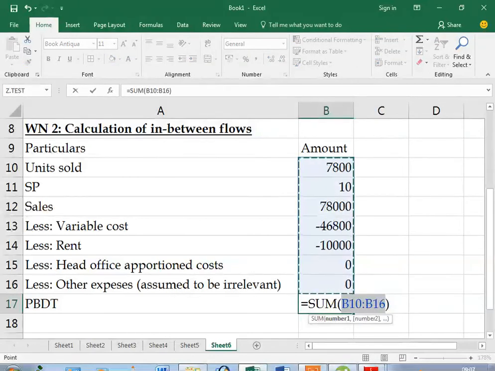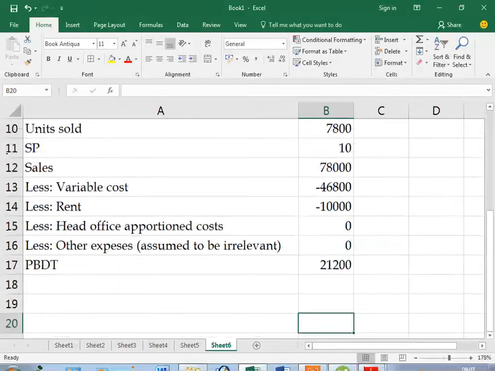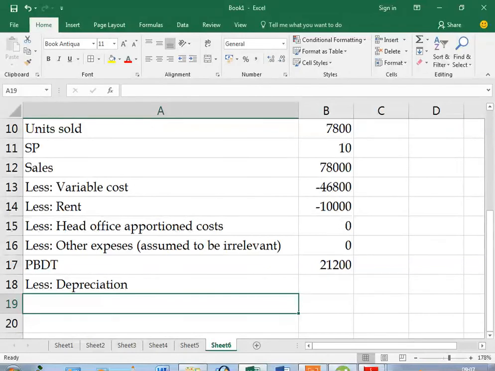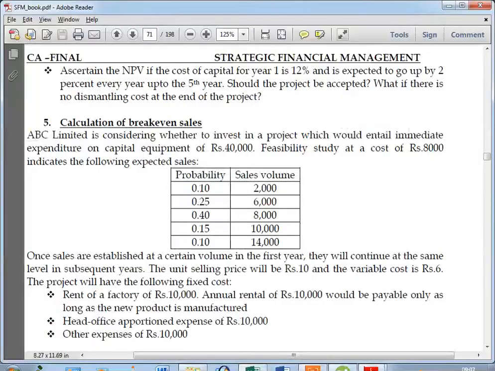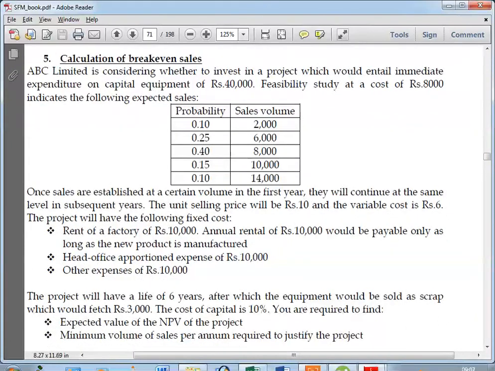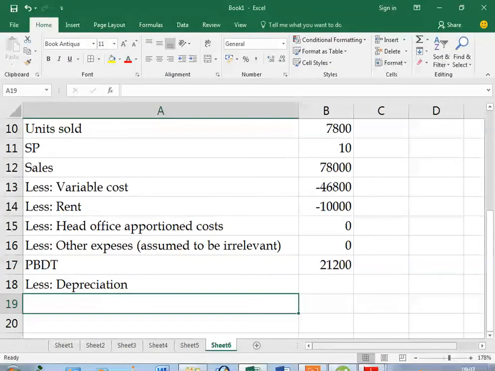PBDT figure is 21,200, deduct depreciation. How much is the depreciation? Is there a tax rate in the question? Okay, there's no tax rate, then no tax rate.